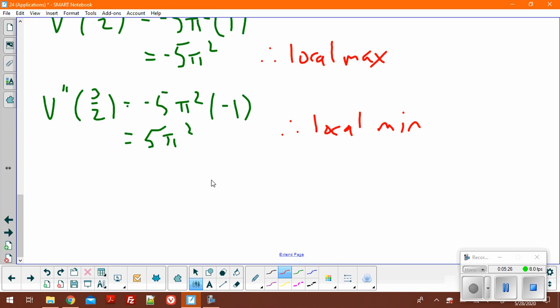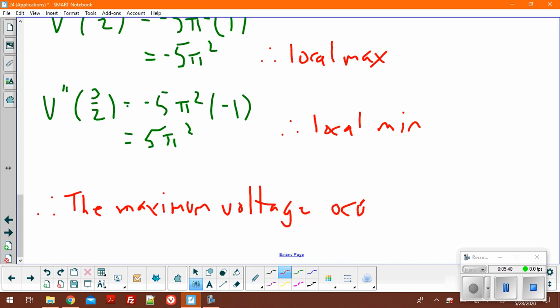So therefore, the maximum voltage occurs at a half second, 2.5 seconds, etc. So the first instance is at a half second, and then every 2 seconds after that.